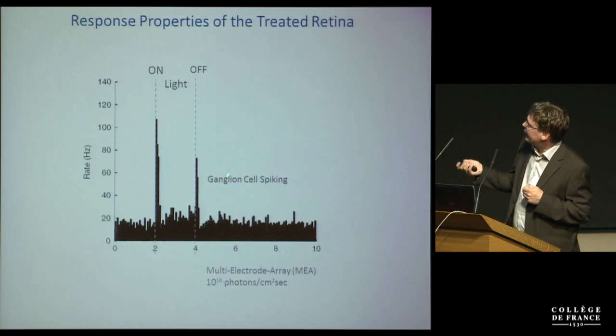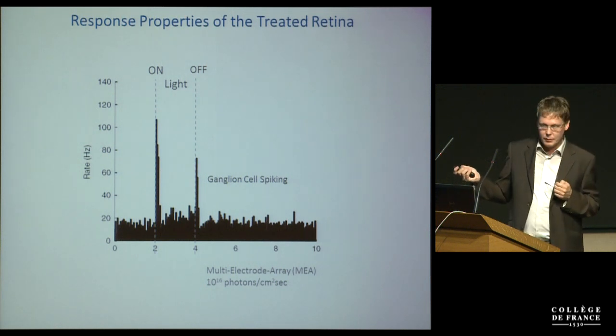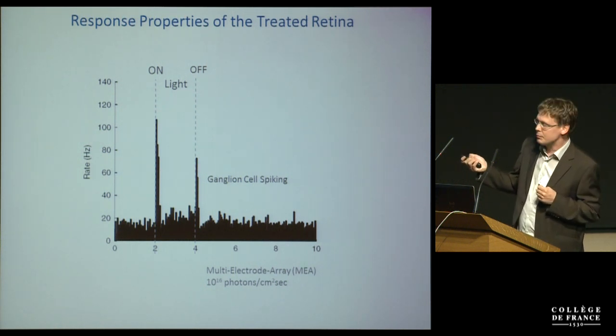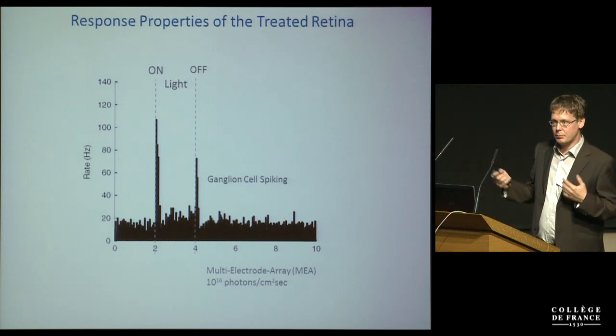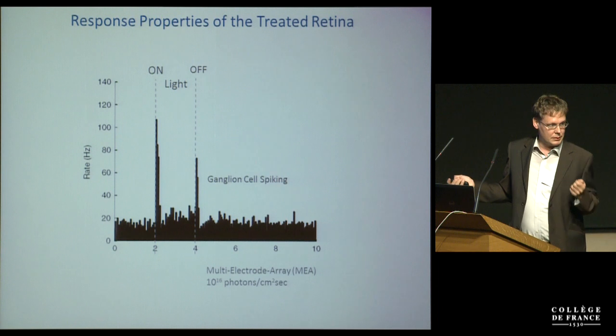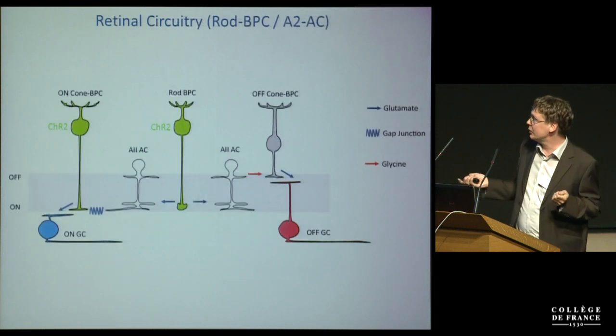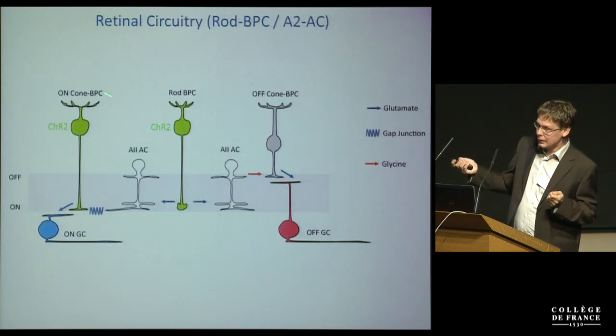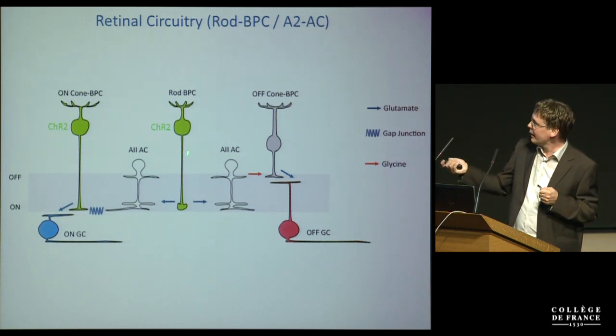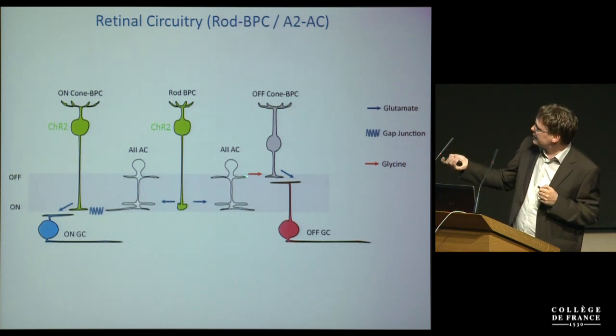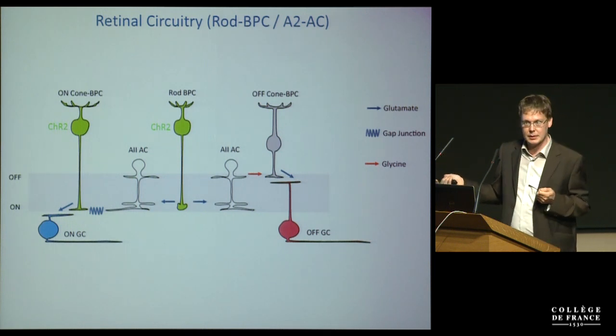And so then we did recordings on the multi-electrode array, and we saw both on and off responses. So at first glance, you might be surprised that you see off responses because we targeted the on bipolar cells. And this can be explained by the retinal circuitry, because we're putting the channelrhodopsin in the on-cone bipolar cells, but also into the rod bipolar cells. And the key point here is that you have a sign-inverting synapse, a glycinergic synapse that flips the signal, and it can induce an off response. So this is why we got both the on and the off responses.